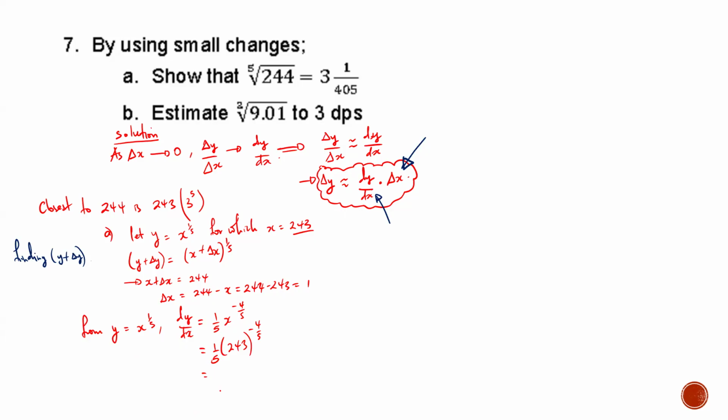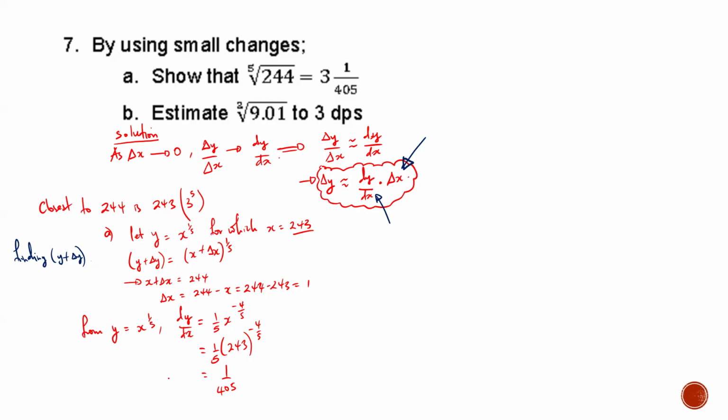Help me calculate that. I didn't copy it, but okay. It's going to be 0.2, that's 1 over 5, times 243 power negative 0.8, which is 1 over 405.